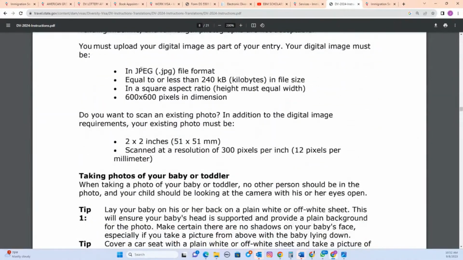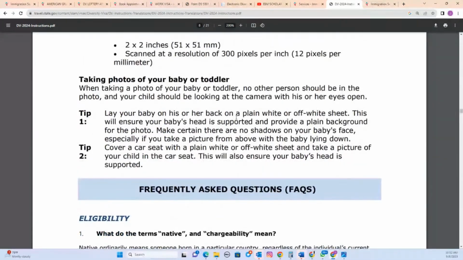It has to be in either JPG or JPEG format. Either of these formats they are allowing. These are the two formats they want. It has to be less than 240 kilobytes. The good thing about this one, if the photo goes over 240, it will not upload. It will tell you the file size is bigger than 240. It has to be a square ratio, and 600 by 600 pixels is the measurement. So make sure those are the requirements you meet.